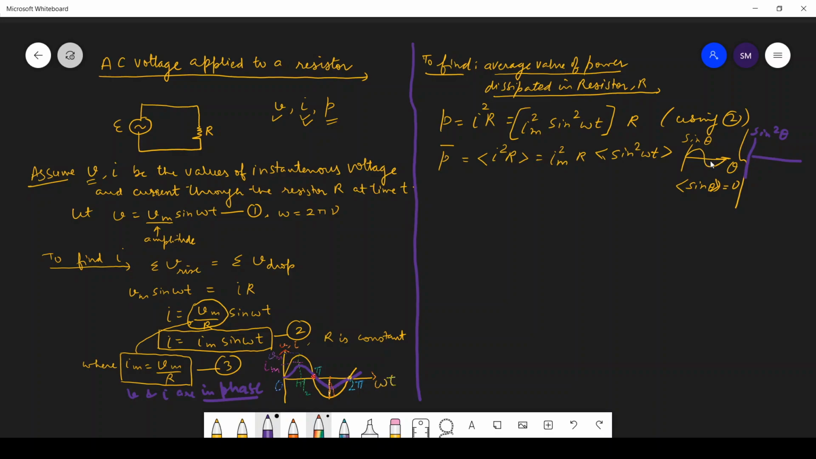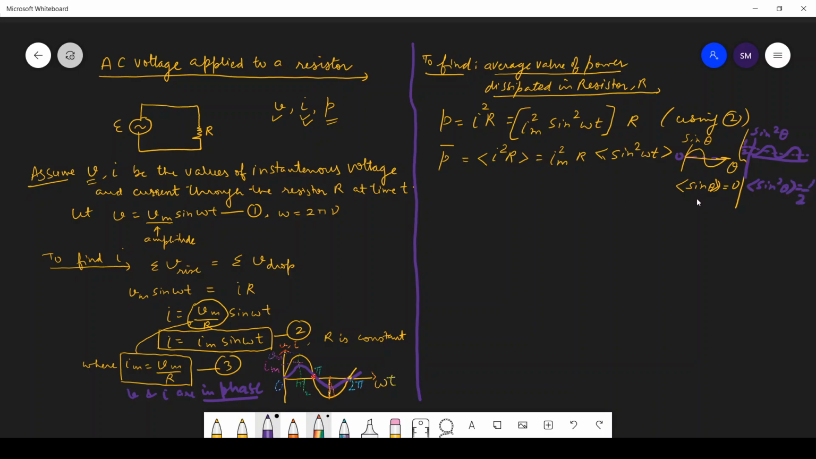This thing will square, this negative part will also become positive. So I get this and this. So what will be the average value here? The average value will be half. It is varying between 0 and 1, and this average value is half. Here the average value was 0, so here the average value is half. That is why the average of sine square theta will be half.